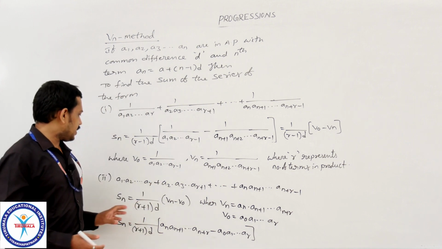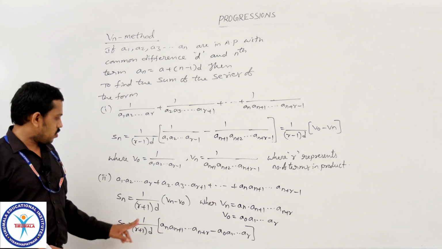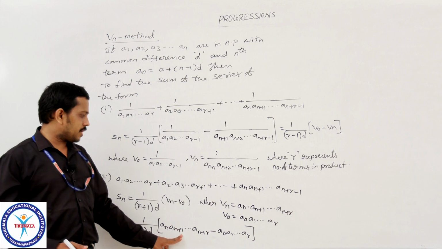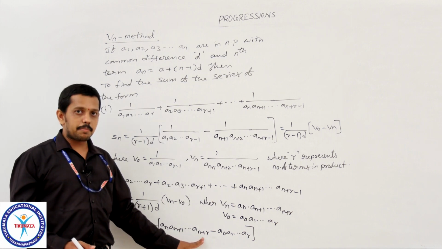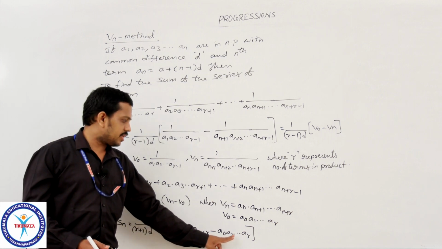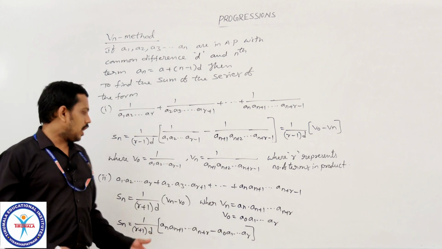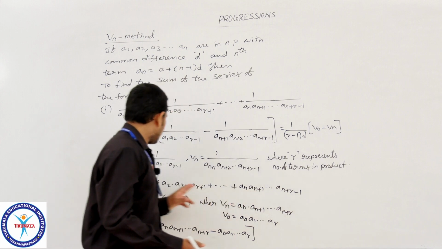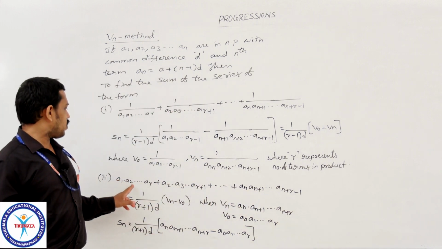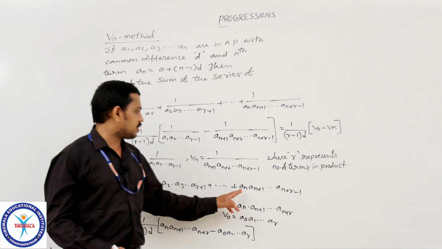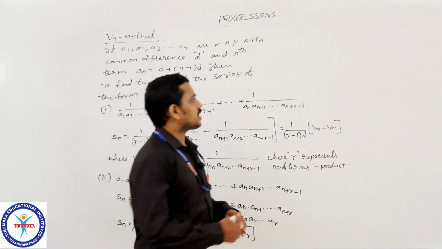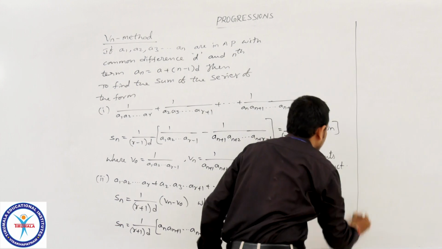Here the formula is Sn is equal to 1 by (r plus 1) into d into (an plus 1 and so on an plus r minus a naught a1 and so on ar). How will this be obtained? Here, the given sequence series is a1, a2 and so on, ar, plus and so on, plus an, an plus 1 and so on, an plus r minus 1. Let the sum of this series be Sn.